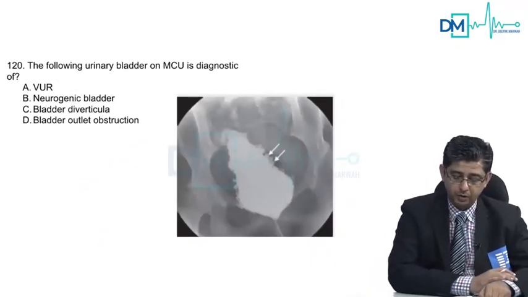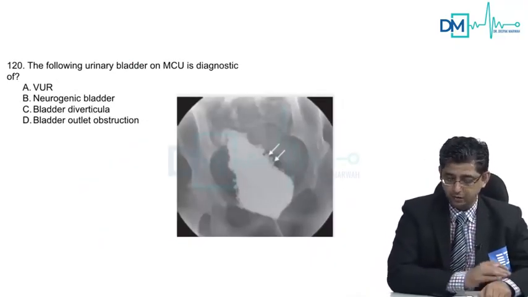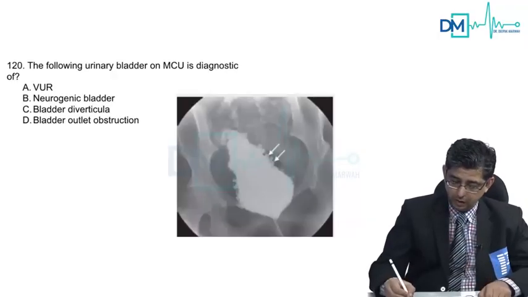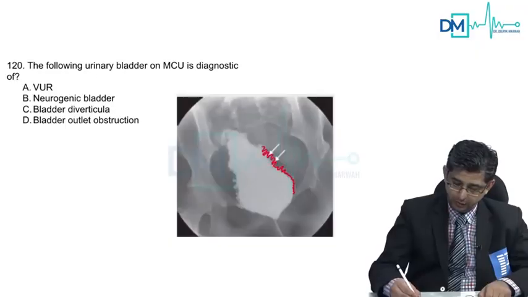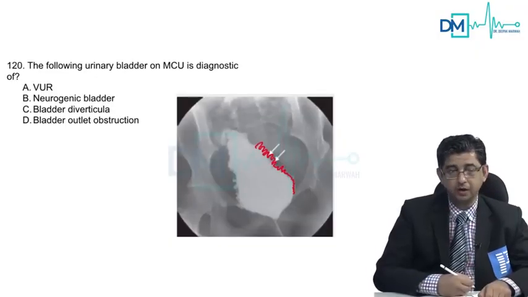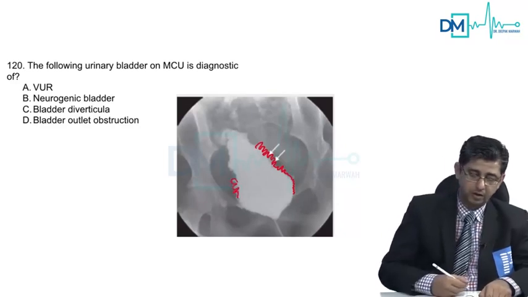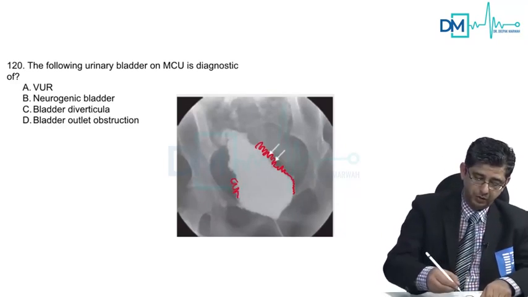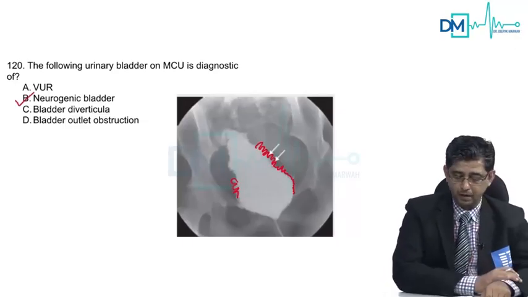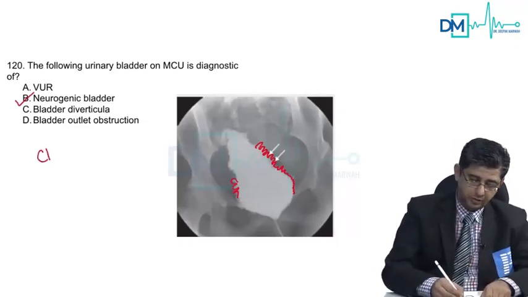The following urinary bladder on MCU is diagnostic of what? You can see these abnormal serrations which are originating from the bladder. These are bladder diverticula which are formed due to increased pressure in the bladder. The reason for formation of these bladder diverticula is a neurogenic bladder. So the answer to this question would be given as B. This is also known as a Christmas tree appearance.